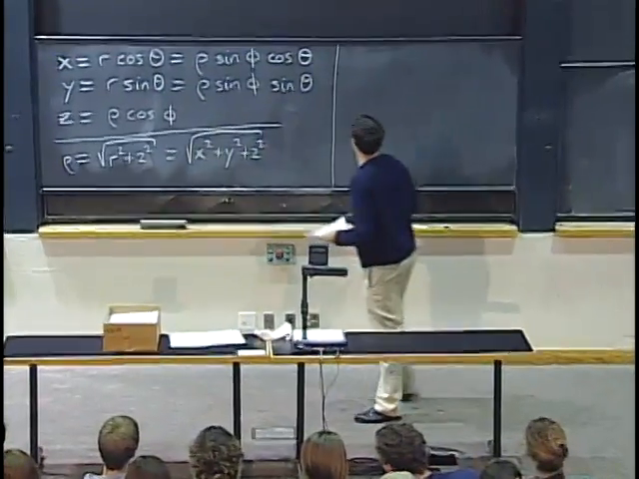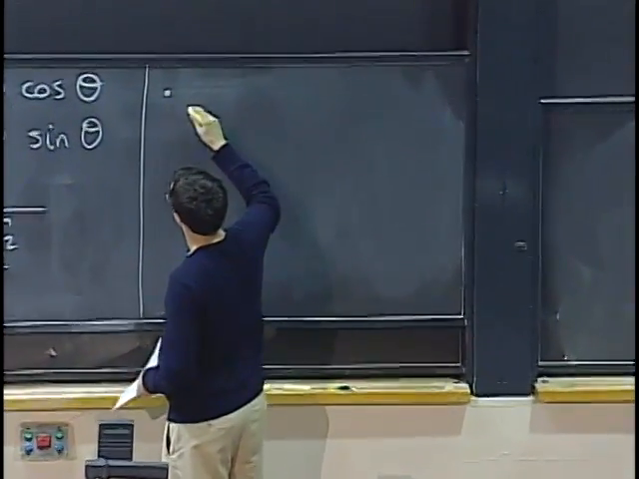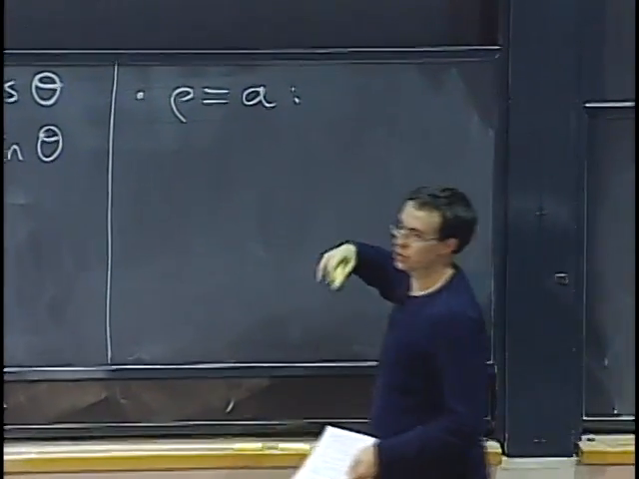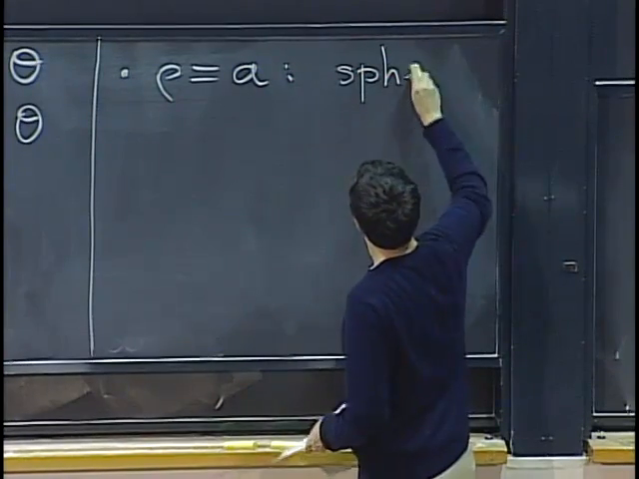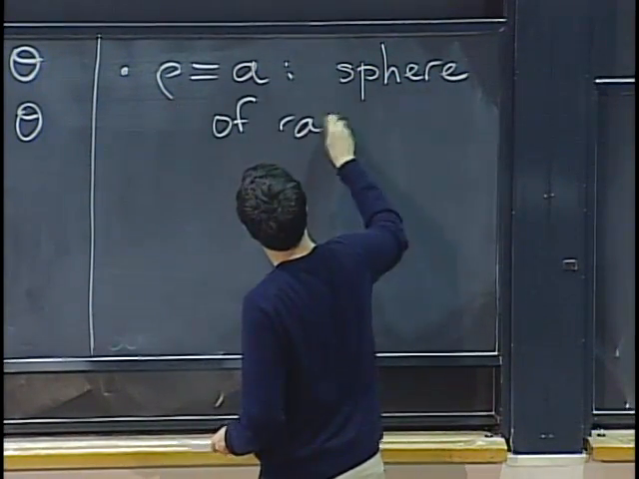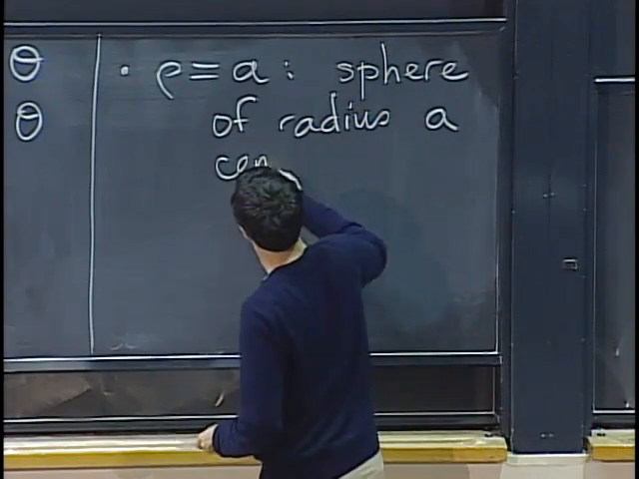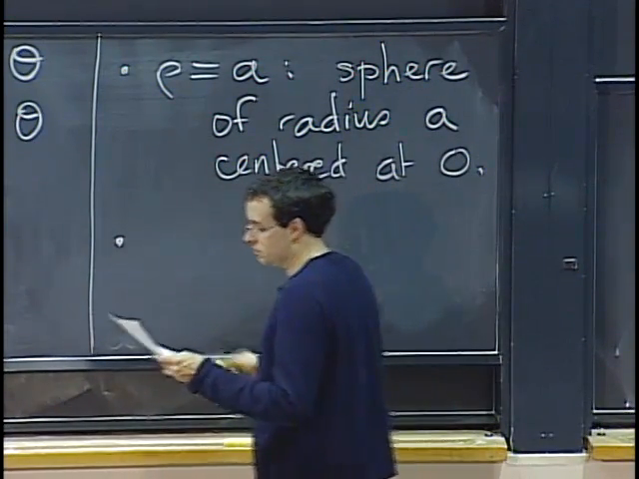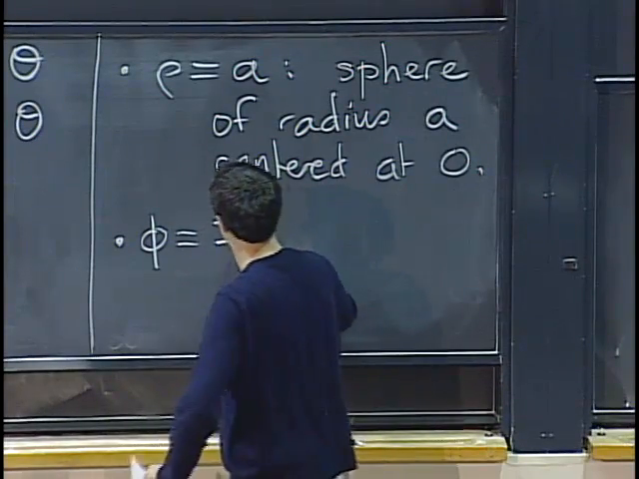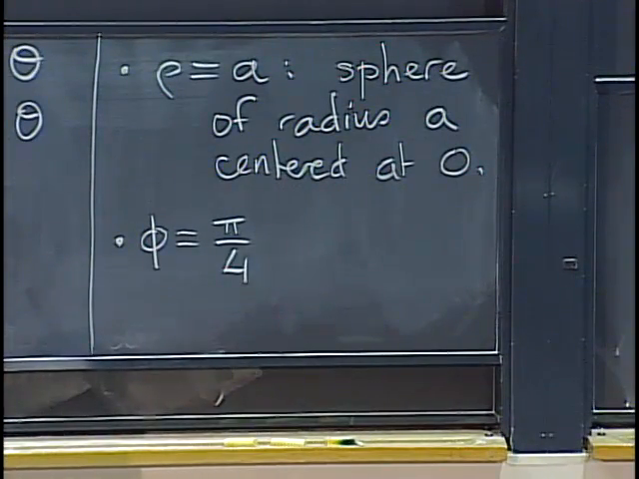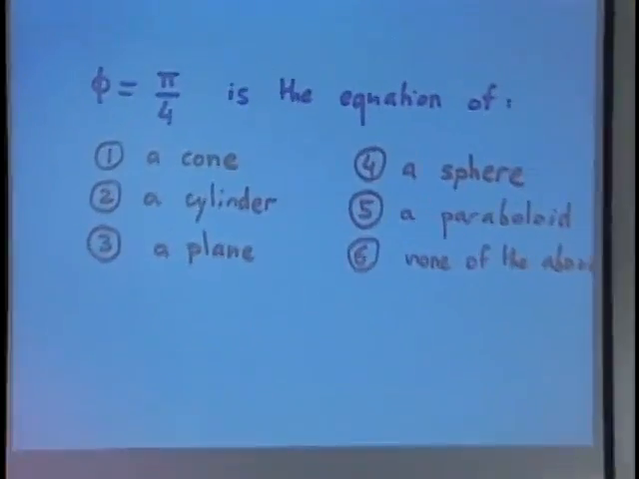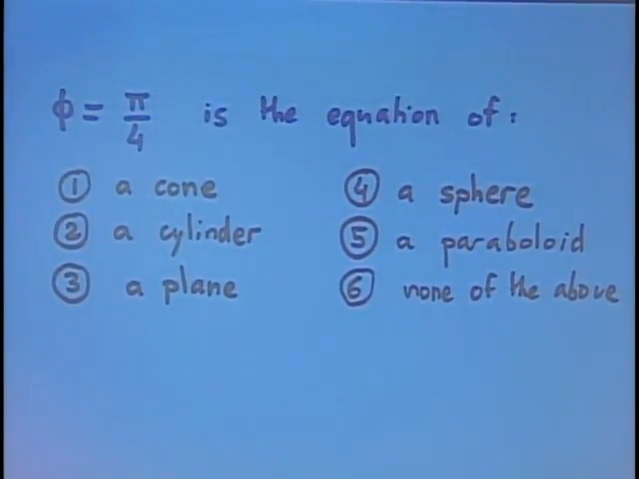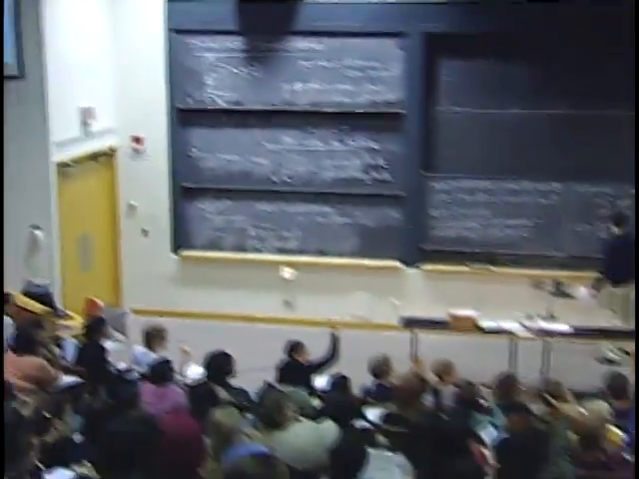Okay, so let's just look quickly at equations of certain things. So as I've said, if I set rho equals a, that will be just a sphere of radius a centered at the origin. More interesting things. Let's say I give you phi equals pi over 4. What do you think that looks like? Actually, let's take a quick poll on things. Okay, everyone seems to be saying it's a cone, and that's indeed the correct answer.